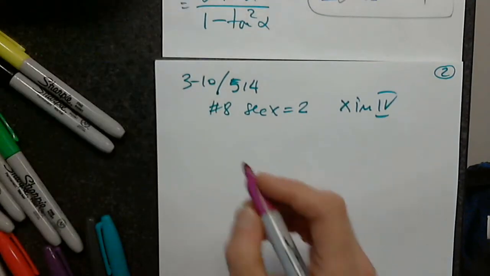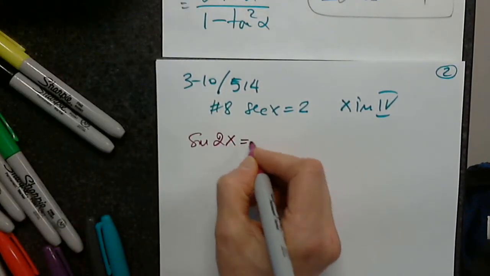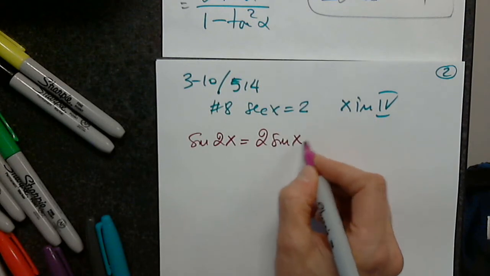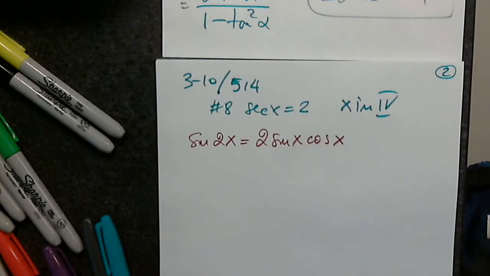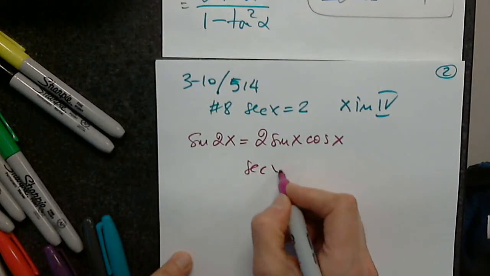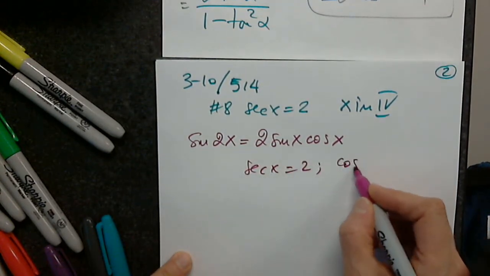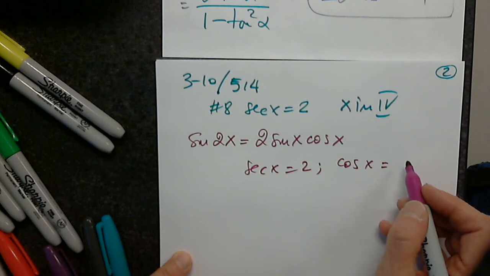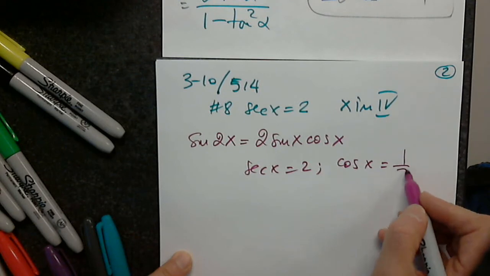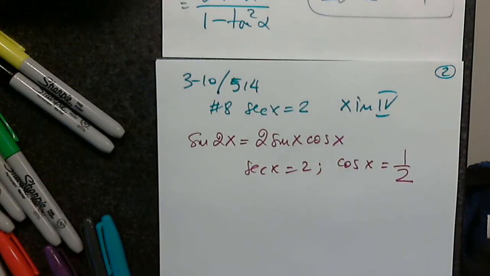Okay, so I'm asked to find sine twice x. I know the formula. This is 2 sine x cosine x. So if I don't have sine x and cosine x, I cannot determine anything here. I am given secant x. When I'm given secant x, indirectly I'm given what? That's it. So if secant x equals 2, then cosine x equals 1 over 2. Is this clear? Very good.